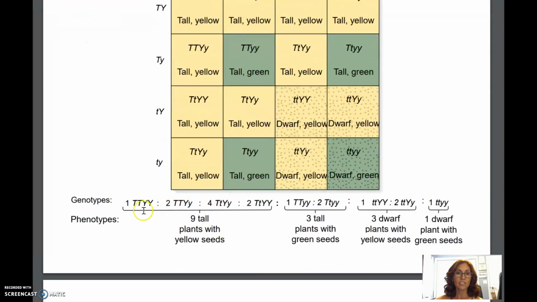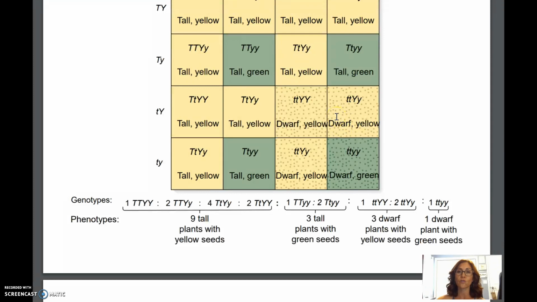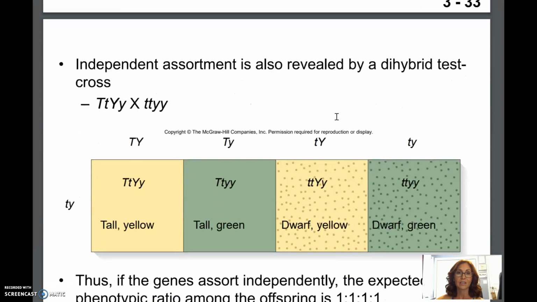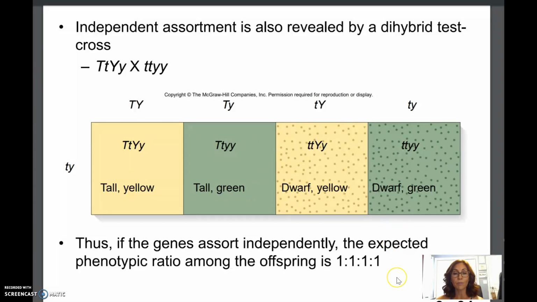Here is your genotypic ratio, 1:2:2:4:1:2:1:2:1. Or the phenotypic ratio, 9:3:3:1. If you end up with the 9:3:3:1 ratio whenever you do a dihybrid cross, you know that those two genes are traveling independently of one another. The expression does not rely on the other. Now, an easier way of doing this is by just isolating a single row. I'm not going to bug you about this.